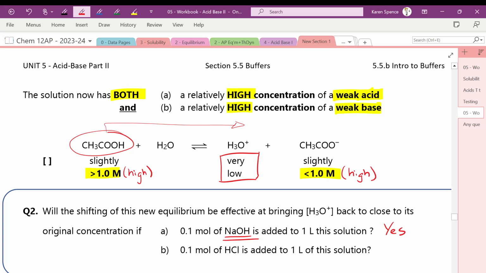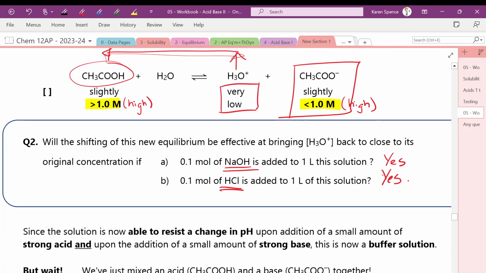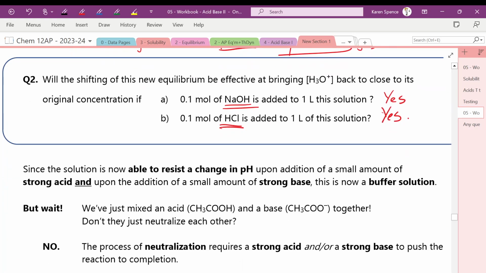Now, what if we add some HCl? If this increases, can we shift to the left? Yeah, because we've got lots of this, so we can shift to the left. So the answer is yes. Since the solution is now able to resist a change in pH upon the addition of a small amount of strong acid and upon the addition of a small amount of strong base, it is now a buffer solution, because of course a buffer has to be able to do both.